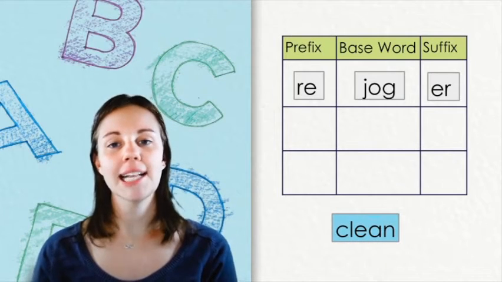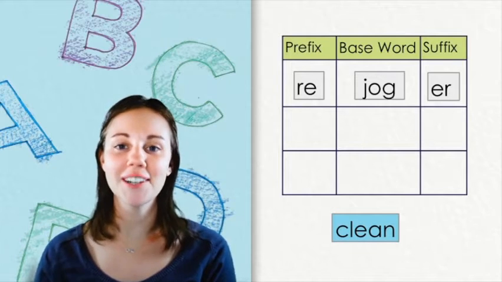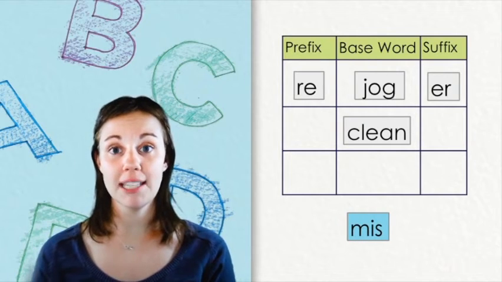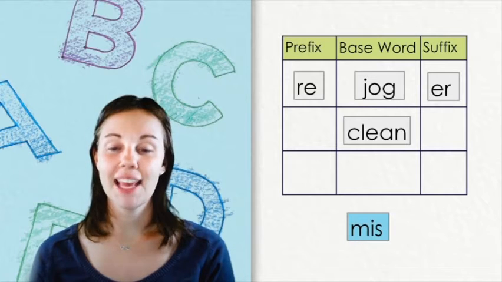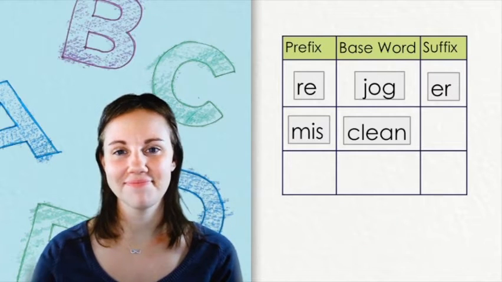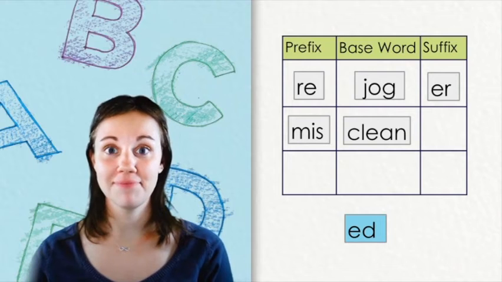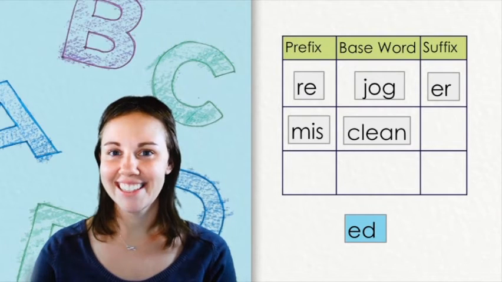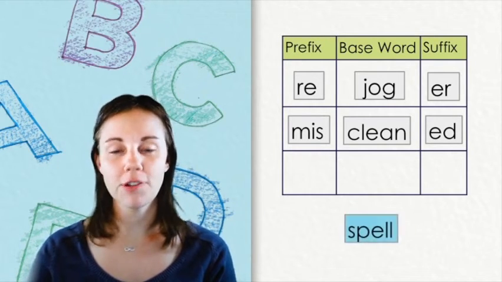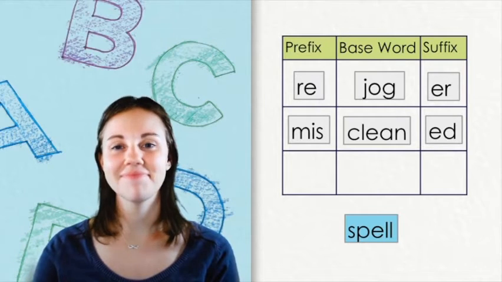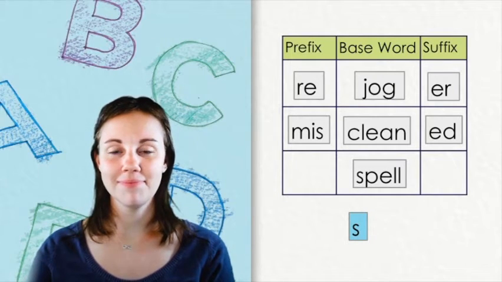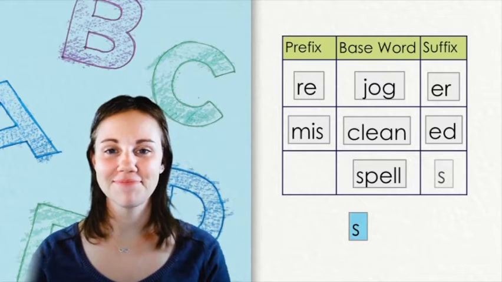How about this one? Clean. Of course, that one's a base word. Try miss. Notice that it's miss with just one S. That is a prefix. It means wrongly. How about ed? We talked about this one recently. Yes, it's a suffix meaning in the past. Try spell. That's a base word. How about s? Yes, that one's a suffix too. Great job.